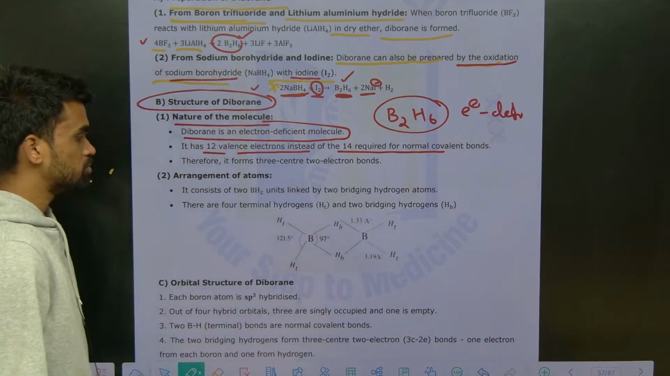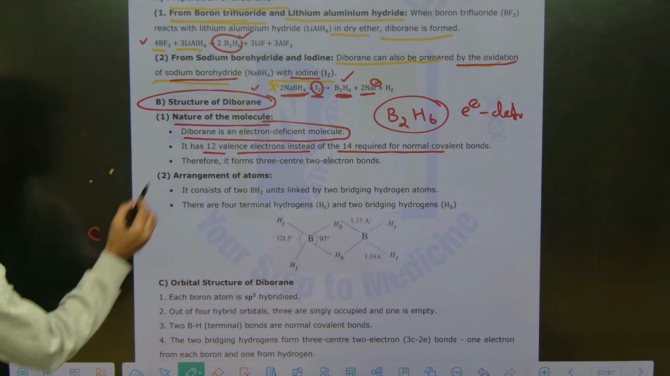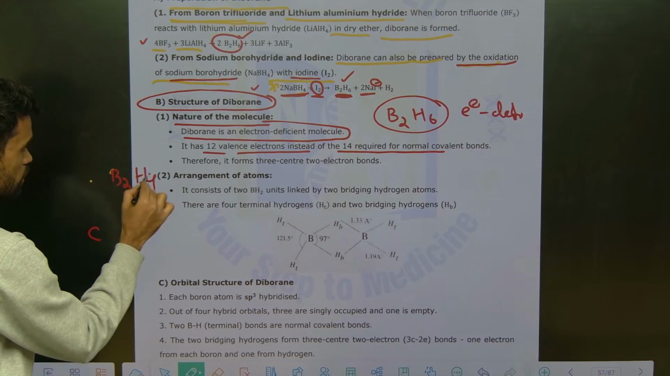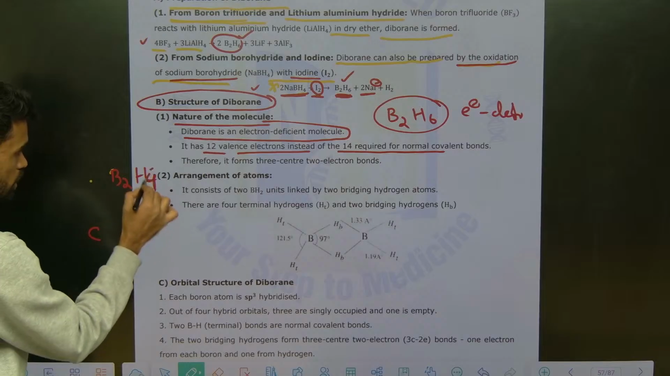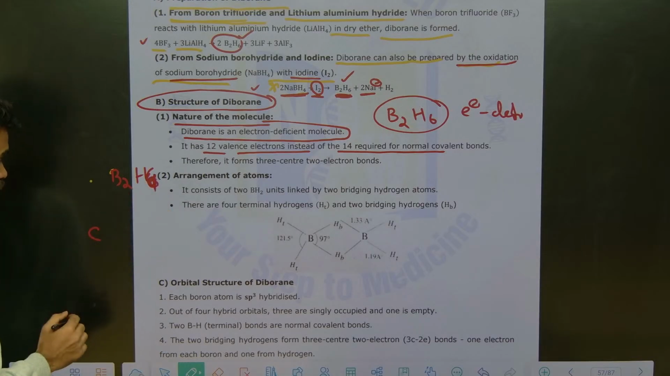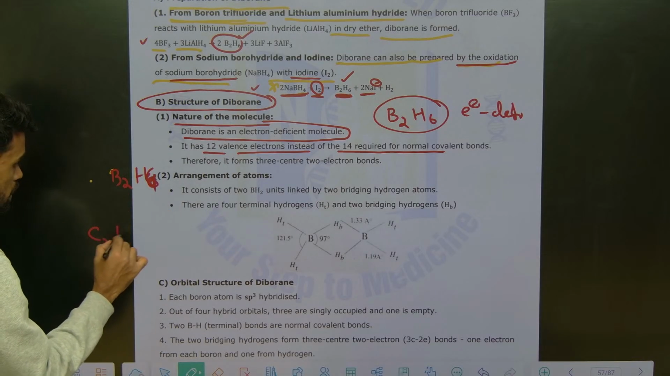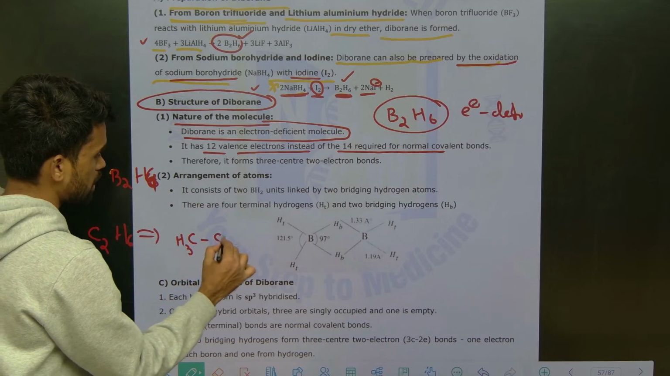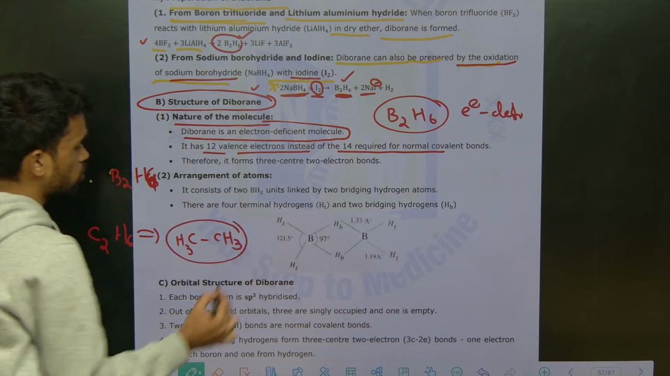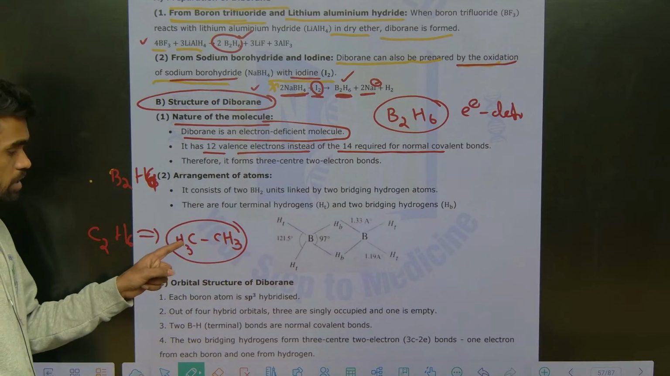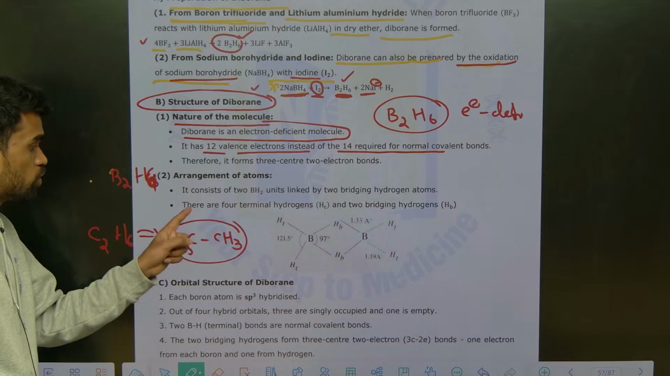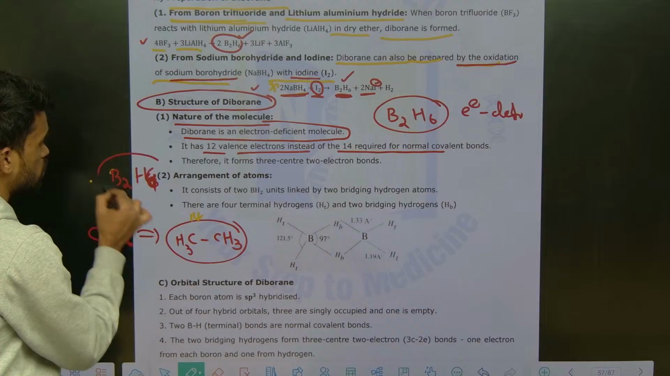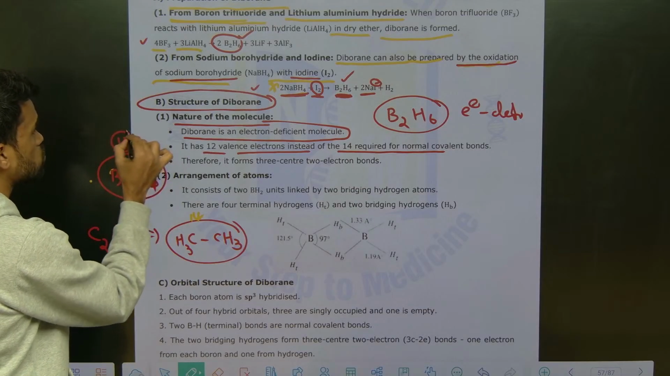Normally, if you look at how the formula is written, B2H6, and if I write a similar type of hydrocarbon, you will be writing C2H6. What is this C2H6? CH3-CH3, this is ethane. In this case you have 14 electrons. If you count, there will be 14 electrons, but in B2H6 if you count, there are only 12 electrons. It means 2 electrons are less now.